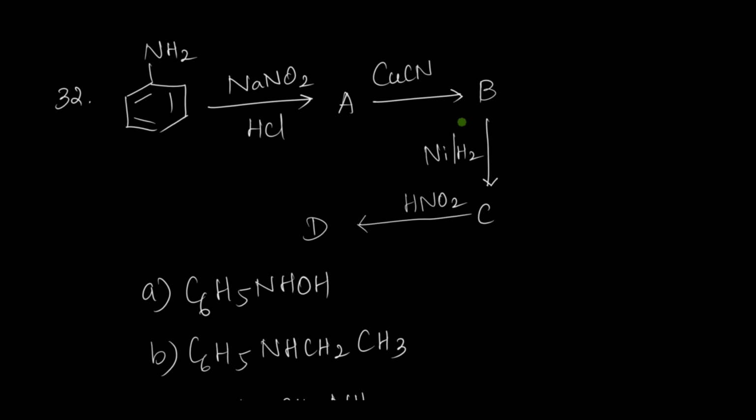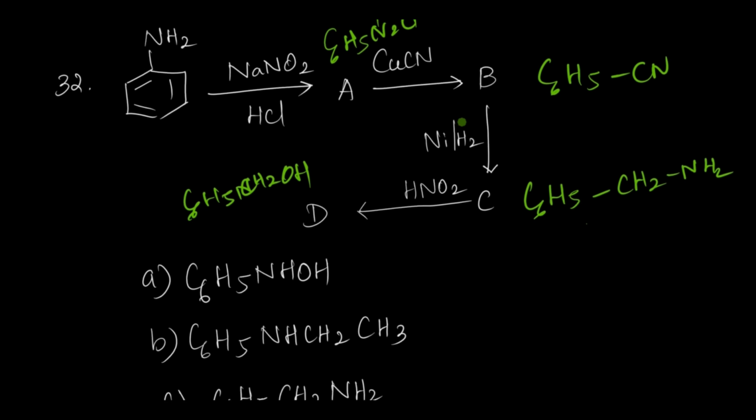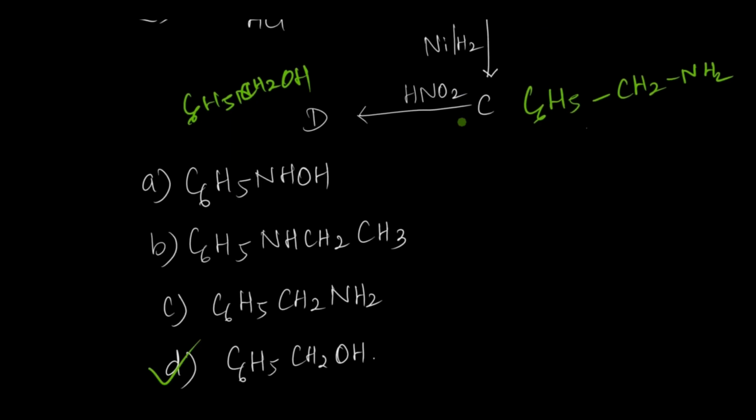Aniline with NaNO2 will form diazonium salt, right? And with CuCN, C6H5CN will be formed. Then again with nickel and hydrogen, this will form C6H5CH2NH2. With nitrous acid, this will give you C6H5CH2, supposed to be the diazonium salt of an aliphatic amine, but it is not stable, which will lead to the formation of alcohol. So let's check the option. Option is D.